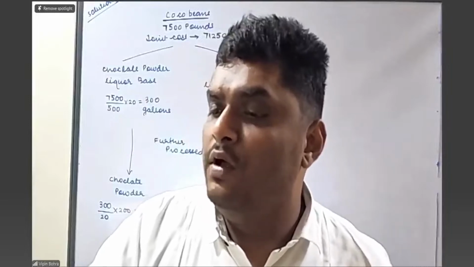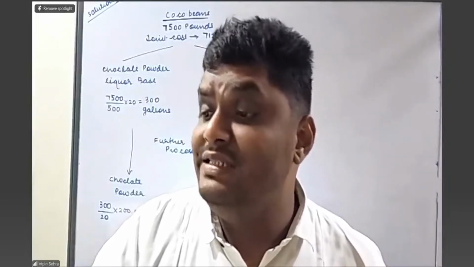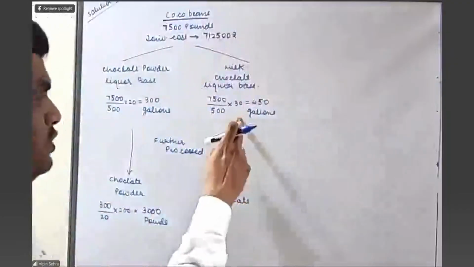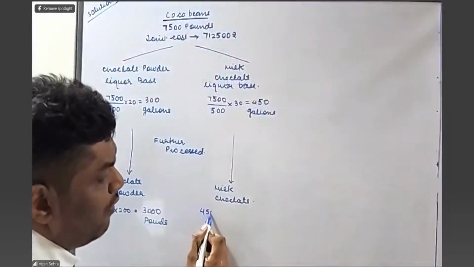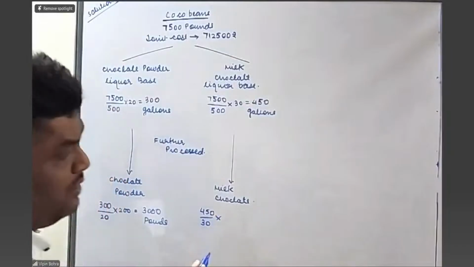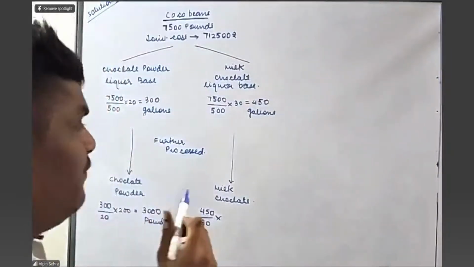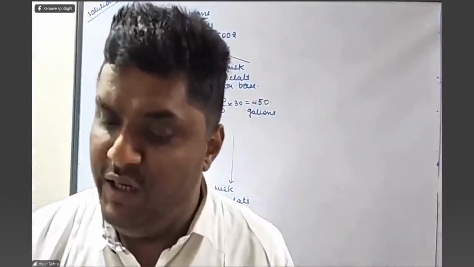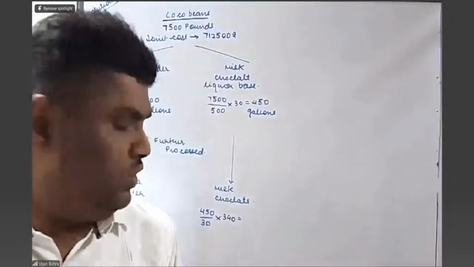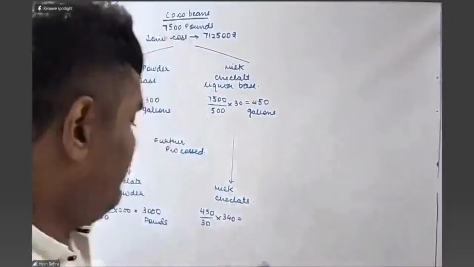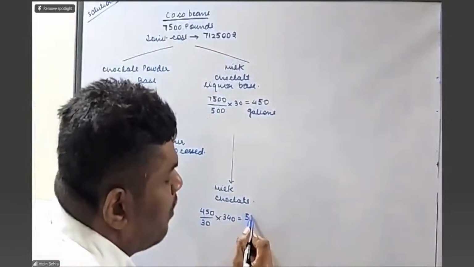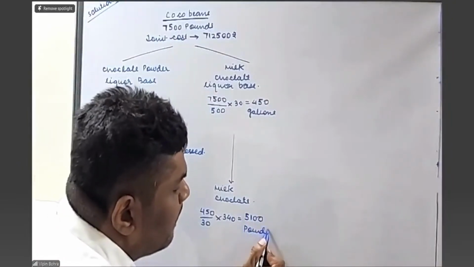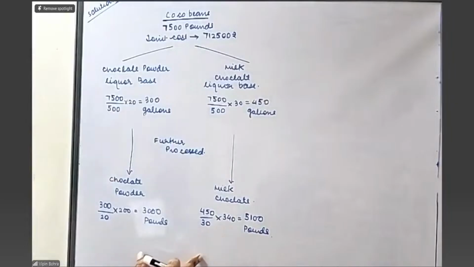Similarly, in the second case, for every 30 gallons of chocolate liquor base yields 340 pounds of milk chocolate. So total gallons we have is how much? 450. For every 30 gallons, how much? It is 340. So in short, how many pounds are we getting? 450 divided by 30 into 340. So that is 5,100 pounds. And this 3,000 pounds and 5,100 pounds are also given in the question.